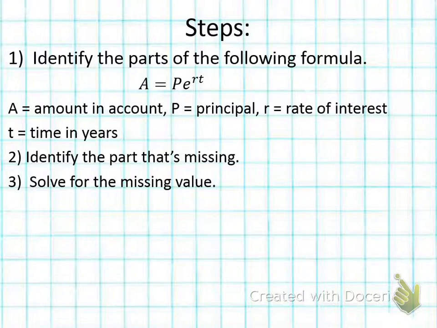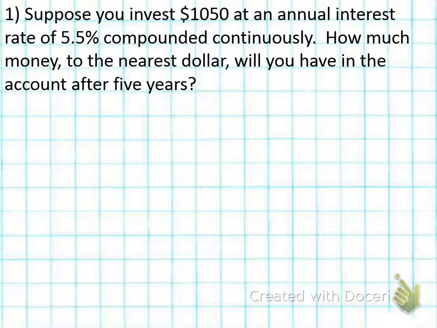Here's number 1. You don't have to write this down unless you want to. It's fine. I pull up my old presentation. So I'm going to read this out loud. Just follow along. Suppose you invest $1,050 at an annual interest rate of 5.5% compounded continuously. How much money to the nearest dollar will you have in the account after 5 years?